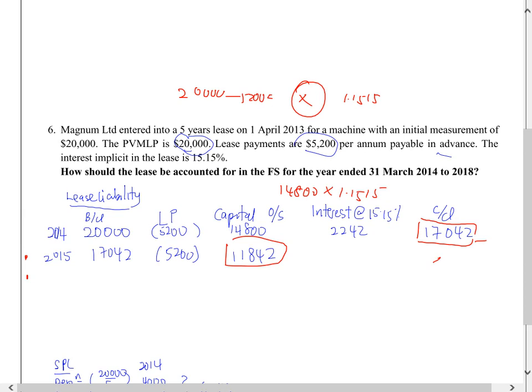But we want this here, right? This one and this one here. What do you do with 17042? You repeat minus 52 equal. Then you times with 1.1515. Then you got this. You put it down in your answer. Then you minus 52. That is your non-current.